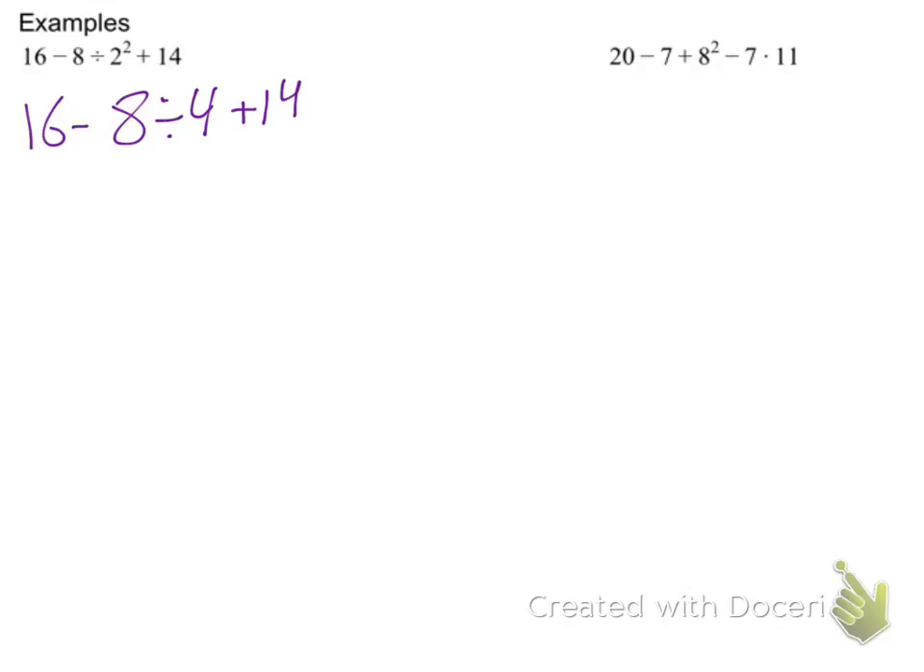So yes, this becomes 16 minus, what's 8 divided by 4? Plus 14. Now, all I have is addition and subtraction going on. At this point, they're all on the same level, so I will work from left to right and say 16 minus 2. 14. And 14 ends up being added to 14.